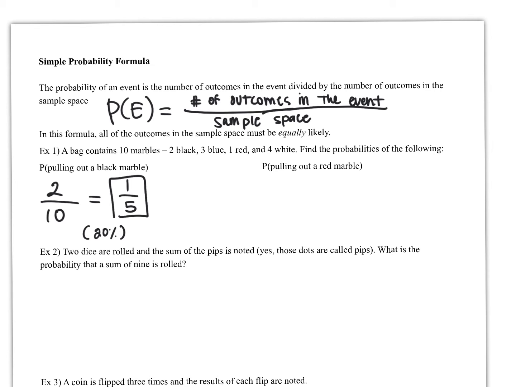The second example we're going to look at is the probability of pulling out a red marble. If we look, there is 1 red marble out of our total 10, and 1 out of 10 doesn't simplify, so that'd be our final answer. If you want to think about it in terms of percentages, that's a 10% chance. So you can also say which one is more likely to happen. You're more likely, out of the two, to get a black marble than you are to get a red marble.